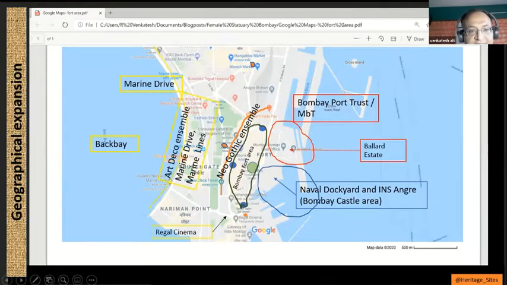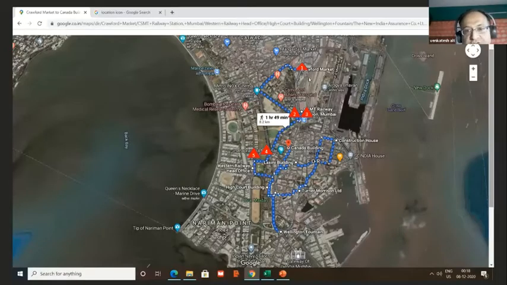Then we have the Marine Drive, Back Bay, Art Deco ensemble, Marine Drive, Marine Lines. This is all approximately 1920 to 1930, 1935, 1940. Regal Cinema, if you see, is 1933. So this is how Bombay expands. This context is important as to where and how things move. So today's walk, this is how we are going to be covering. Where you see number one, this is Crawford Market.